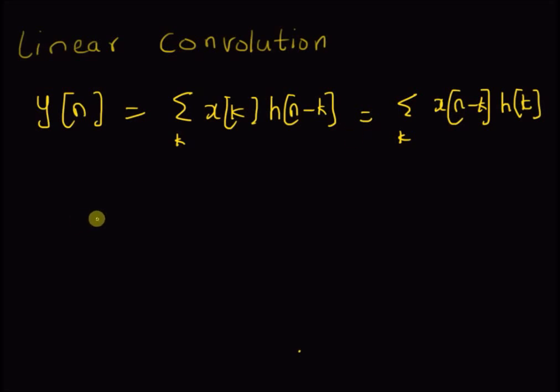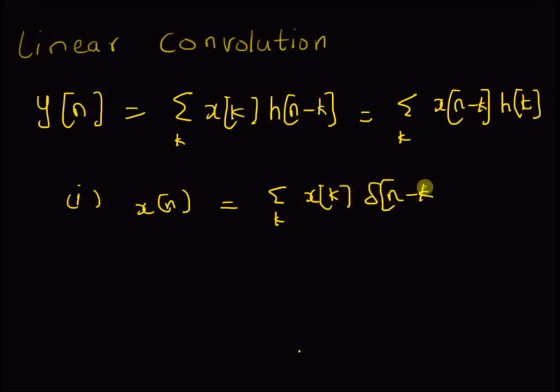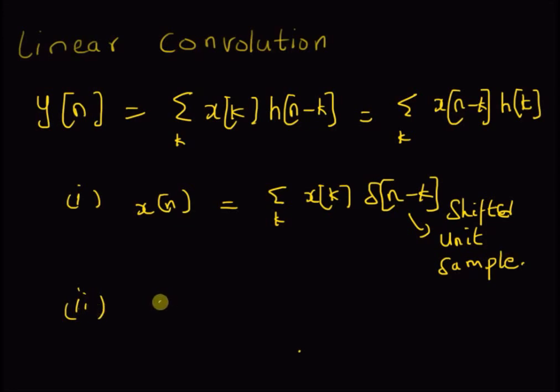Now in order to understand this convolution sum, let us look at the given definitions. That is, we have to know the following definitions. The first definition is that the input sequence x of n can be decomposed using unit samples. That is, x of n is equal to the sum of x of k multiplied by delta of n minus k. So this delta of n minus k is the shifted version of the unit sample, the shifted unit sample.